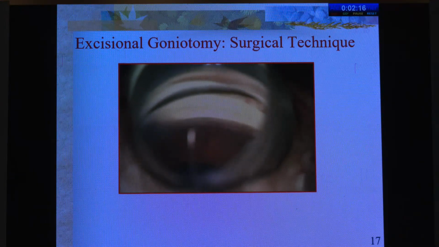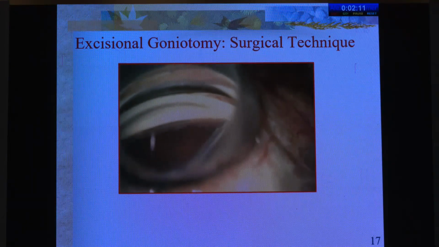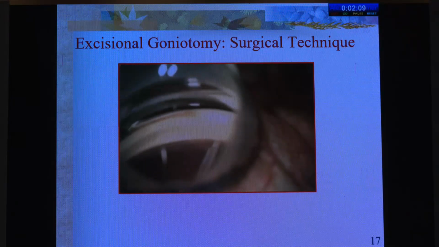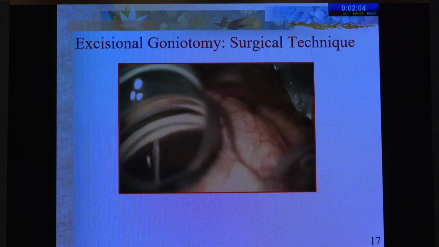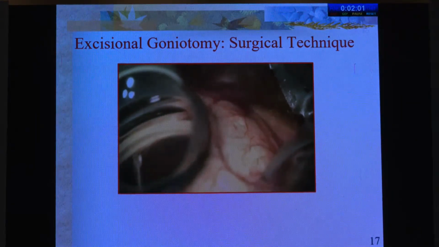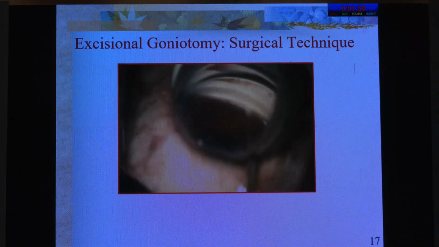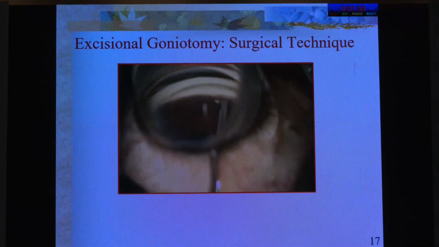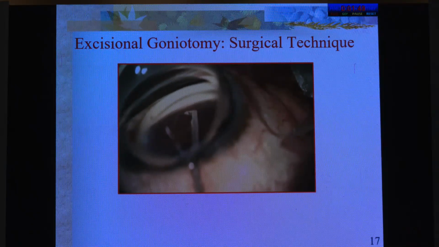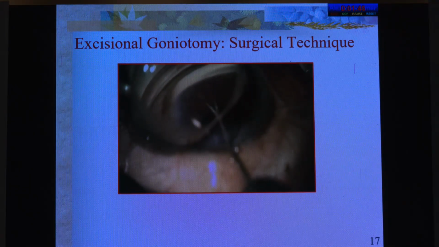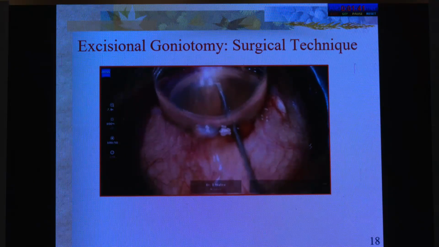Very important, focus on the inferonasal quadrant, because that is where your collector channels are in the highest quantity. And mind you, whatever the fear was, it is hardly anything. There is a very little learning curve in this. You just do one or two cases and then you are good to go. The surgical time is very, very less. In fact, two days back I did a standalone MIGS surgery, and the surgical time was less than 2 minutes. So this is very important.